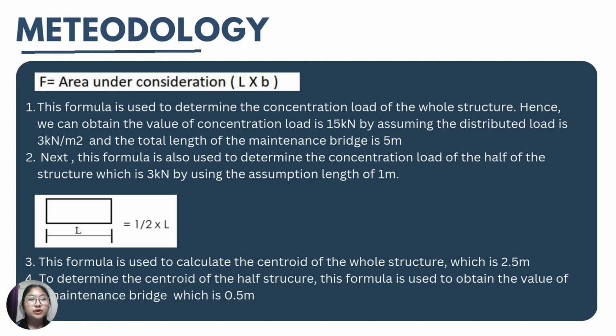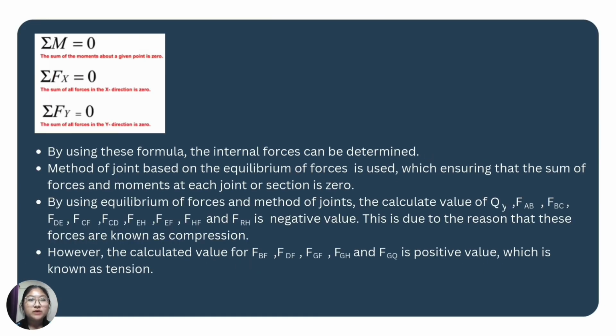To calculate the centroid of the whole structure and half structure, the formula, which is 1/2 multiplied by length, is used to get the value of the centroid, which is 2.5 meters for the whole structure and 0.5 meters for the centroid of the half structure. In addition, by using this formula, the internal force can be determined. Method of joints based on the equilibrium of forces is used, which ensures that the sum of forces and moments at each joint or section is 0.